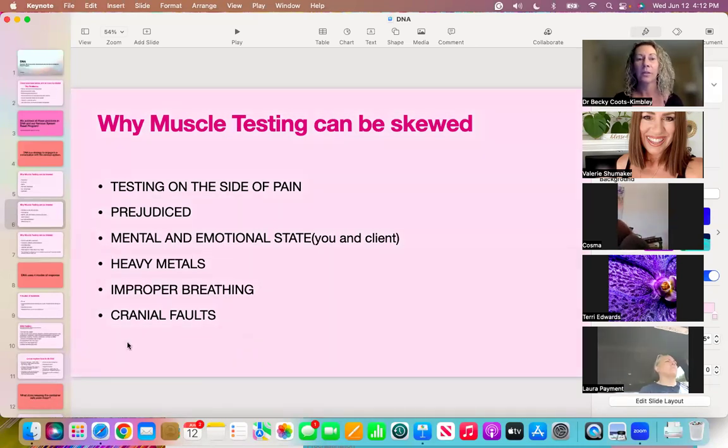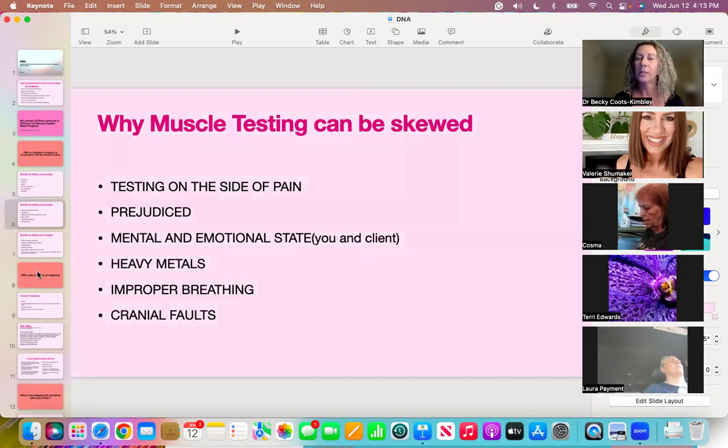Heavy metals, improper breathing. In DNA, one of the big things we teach is diaphragm breathing the correct way. Diaphragm breathing essentially is the entry point to regulating and having a conversation with the nervous system. There are a lot of people who have, we're going to call it hypertonic or improper breathing because they're stuck in fight or flight. That's going to affect all of the muscle testing that you do.